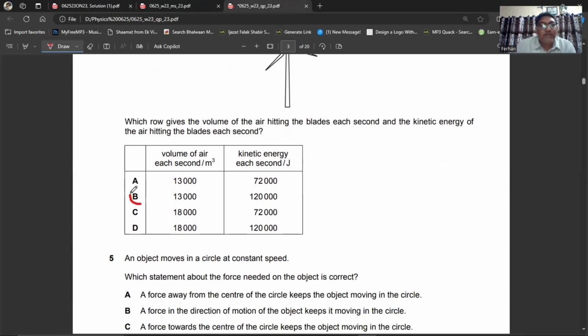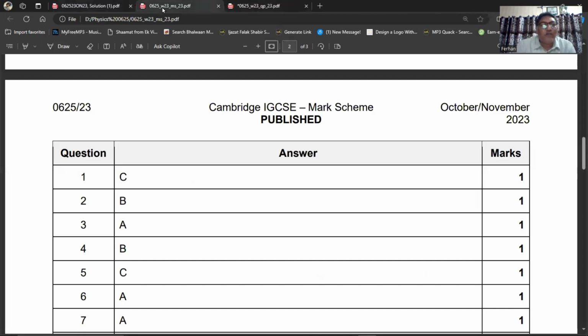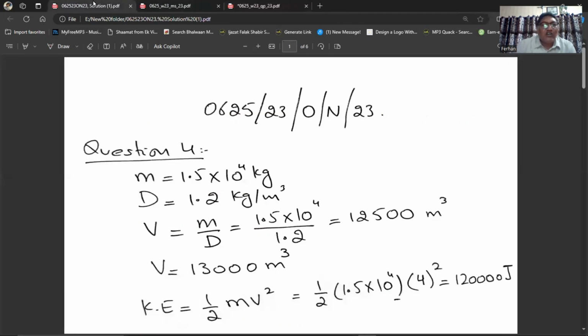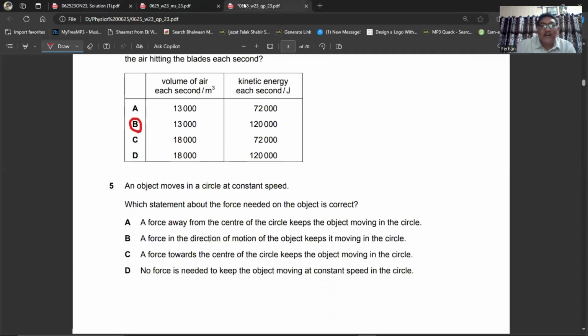So I think volume is this. Okay, so B is the option, sir. So question number 4, B is the right option, sir. You can see in the marking scheme. So this is how this is solved. I hope you understand. Okay, so we are going to the next part.